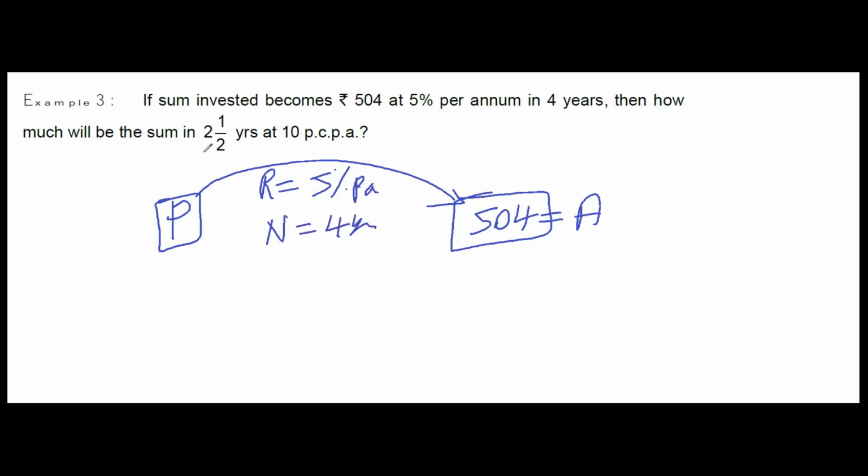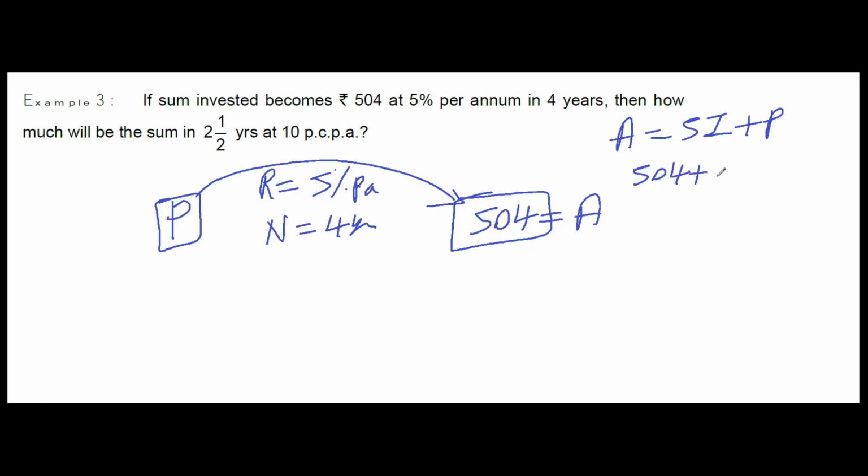Then how much will be the sum in 2.5 years at 10% per annum? So what are we finding here? Here we have the formula that amount is equal to simple interest plus principal. The amount is given to you, that is 504.